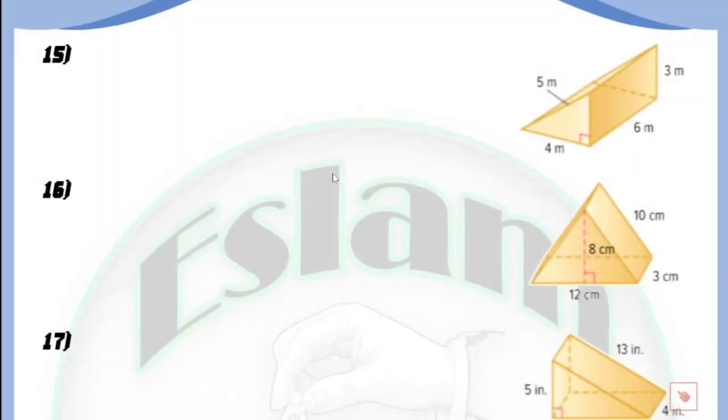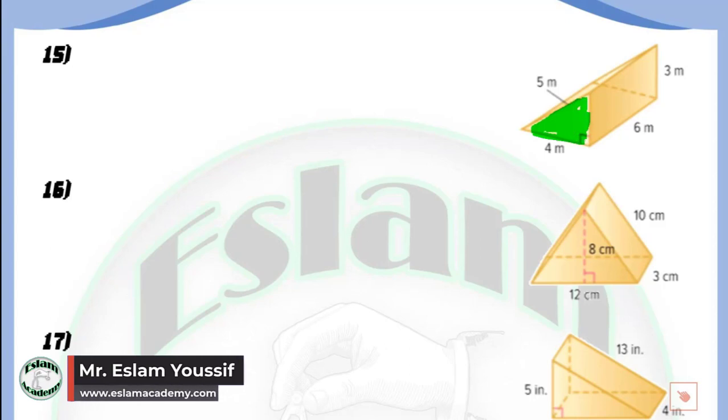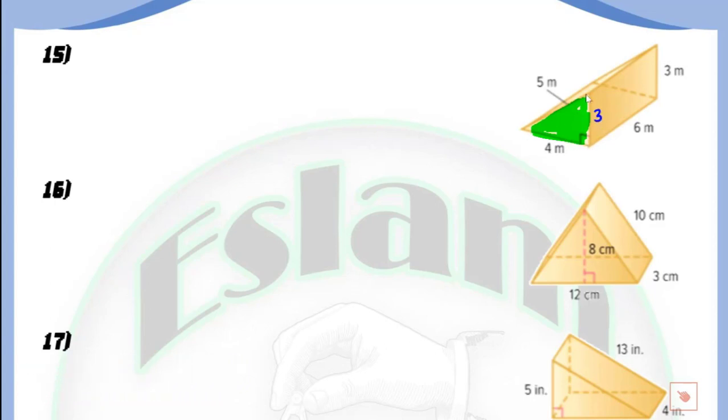In question number 15, we need to find the surface area. To find the surface area, at first we need to identify the base. The base is in the shape of a triangle. So we just need to write the dimensions to find the perimeter and the area. The length of this side is equal to 3. And we have a right angle triangle, so we can find its area. The perimeter of the triangle is equal to the sum of the side lengths, 3 plus 4 plus 5.